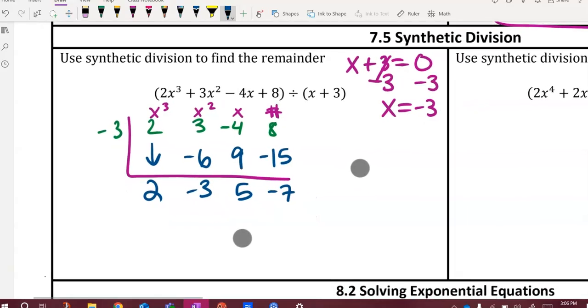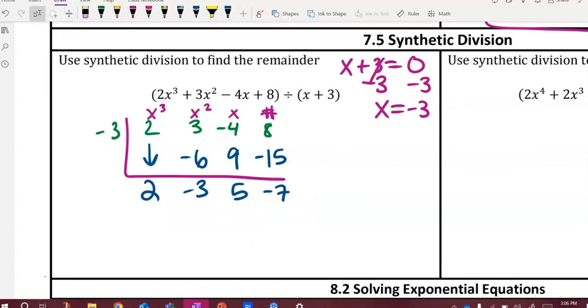All right, now it's time to write our answer. The last number you get here is going to be your remainder, and these other numbers are the coefficients of our answer. Now we started with our highest degree of x cubed, so our answer has to be 1 degree less. So this 2 is going to be x squared, this 3 is going to be x, 5 is the constant, and the remainder is negative 7. So writing my answer out nice and pretty.